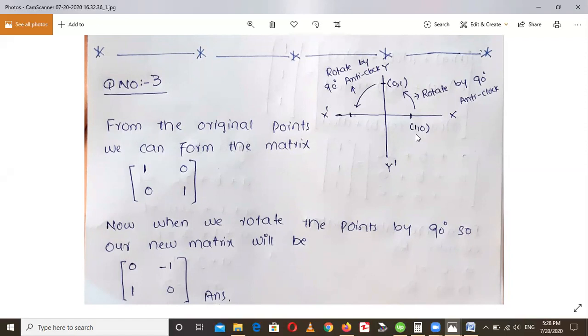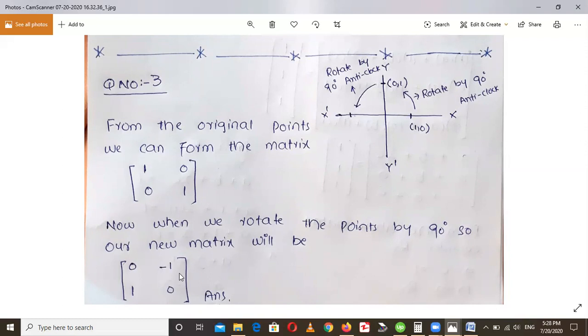You can also take this point. If you take this point and rotate it here, the same matrix will be formed. This matrix will be formed. Again, this will be formed. No problem. You can take any 2 points here. For your simplicity, I take these 2 points. You can take this point and this point. Again, the same matrix will be formed. No other matrix will be formed.